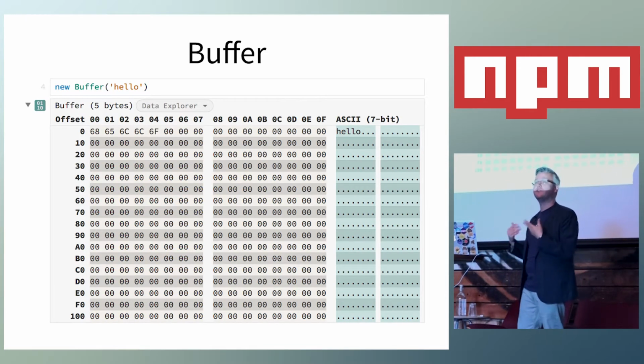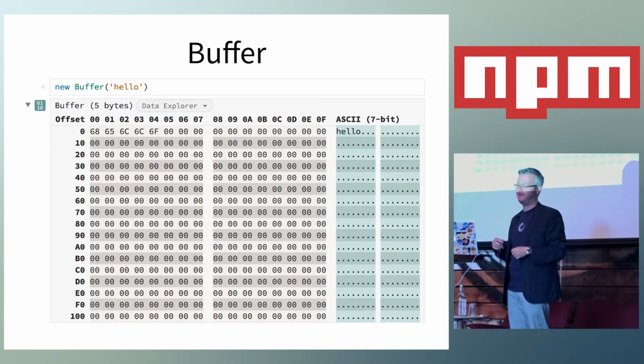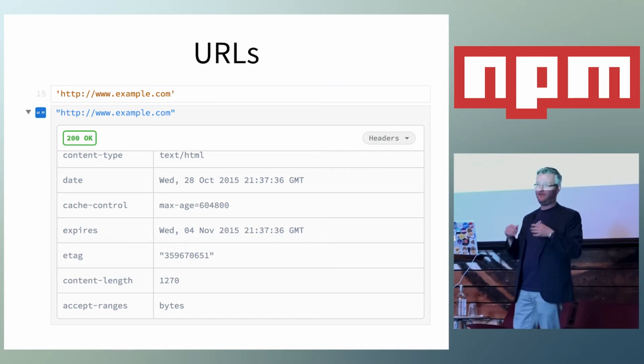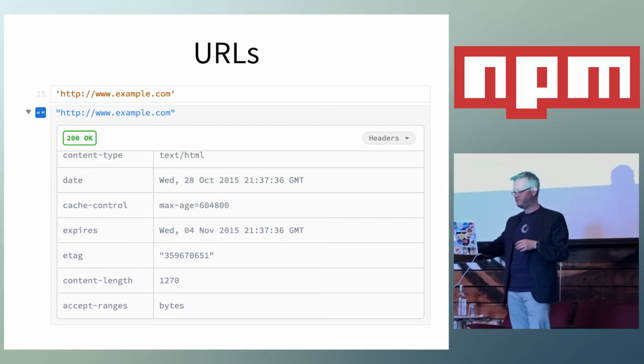Buffers. This is really great when you're dealing with binary data and you want to actually see some ASCII embedded in a stream of bits. URLs: a nice little hidden feature here is that if something looks like a URL, we'll just go get it for you. So it's really easy. You don't even have to download a separate package. We'll just fetch it for you and show you the results.